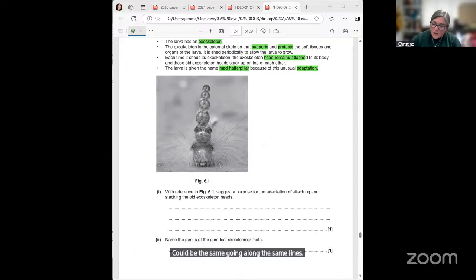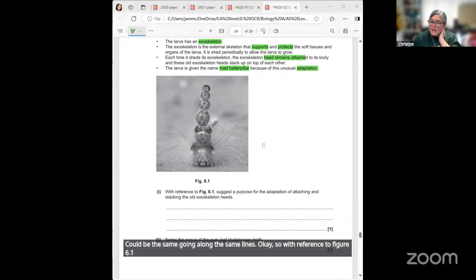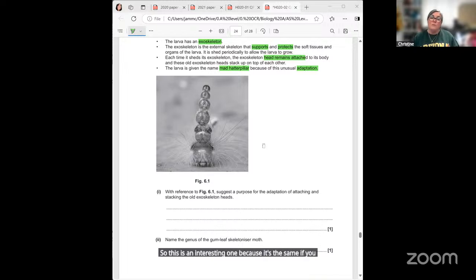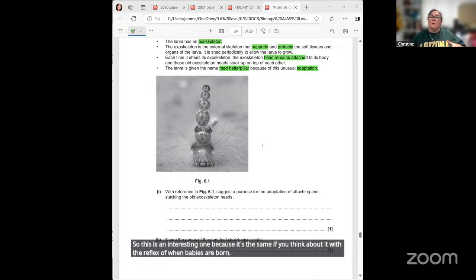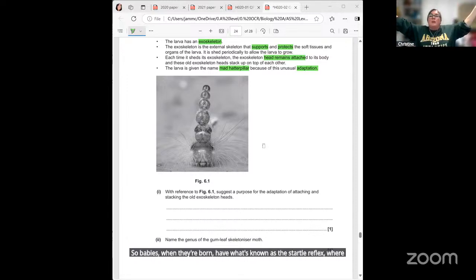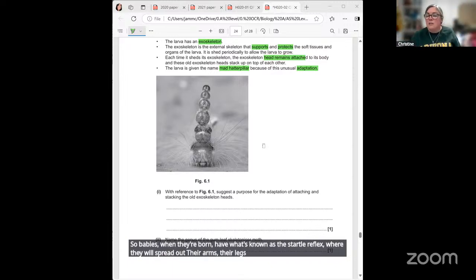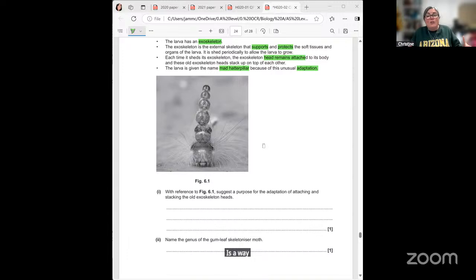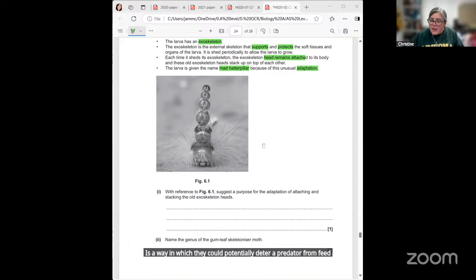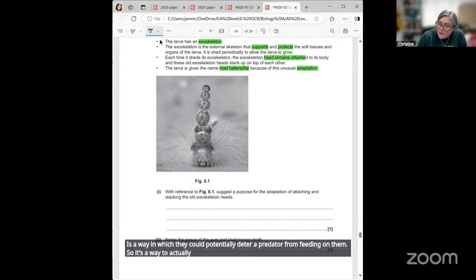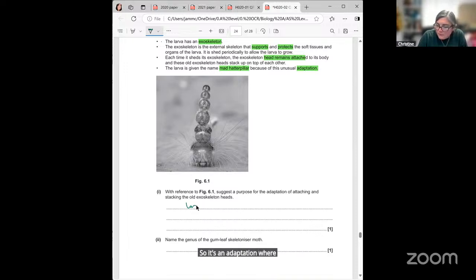Okay, so with reference to figure 6.1, suggest a purpose for the adaptation of attaching and stacking the old exoskeleton heads. This is an interesting one because it's the same if you think about it with the reflex of when babies are born. Babies have what's known as the startle reflex, where they will spread out their arms and legs when they are startled. The reason they do that is to make them appear as big as possible. And by looking bigger, they could potentially deter a predator from feeding on them. So it's a way to deter predation. It's an adaptation where they are larger, so deter the predator.